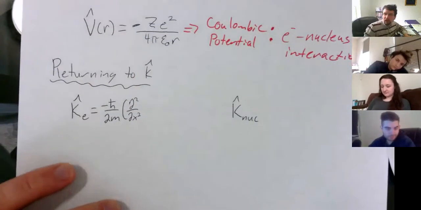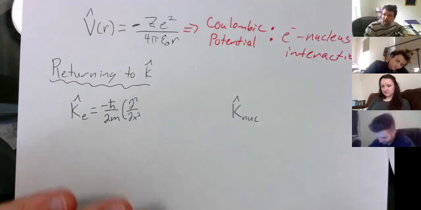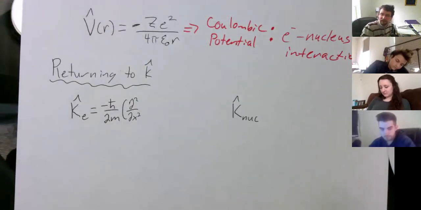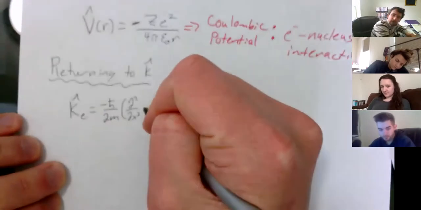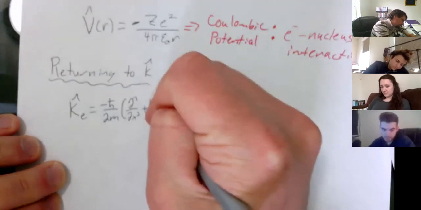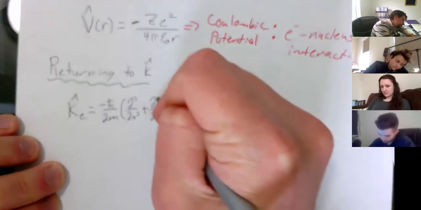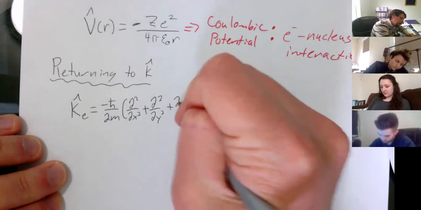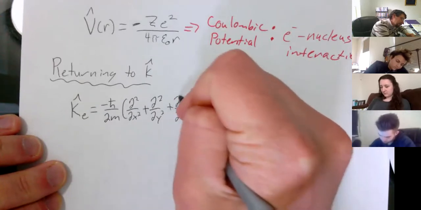Is that good enough for an atom? How many dimensions does an atom exist in? Three. So what else do we need? The derivative in y, plus d squared over dy squared. And finally, d squared over dz squared.